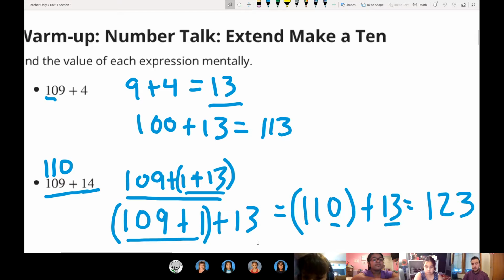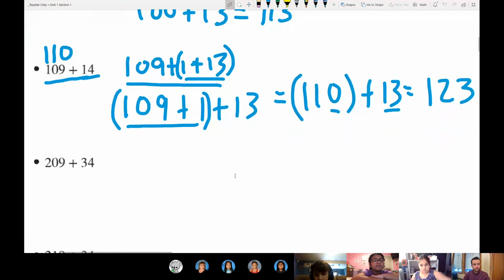You said 124, Adelina. But when we're adding 110 to 13, or 13 to 110, that last digit is going to be a 3, because the ones digit is a 0 here, and we're adding a ones digit of a 3 here. So 3 plus 0 is 3 for that last spot. Does that make sense, Adelina? Okay, let's do one more.